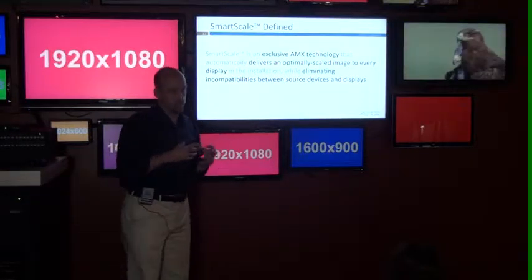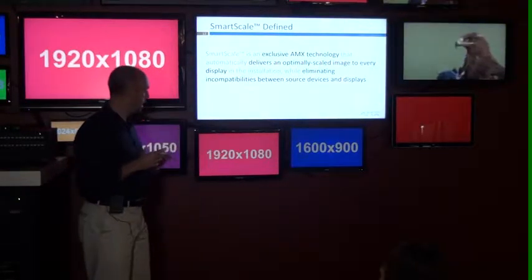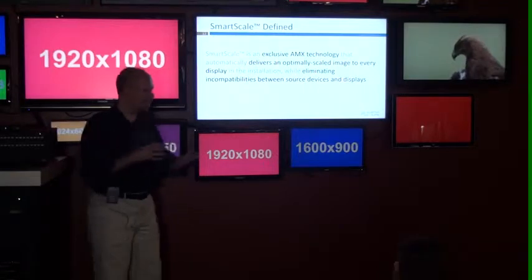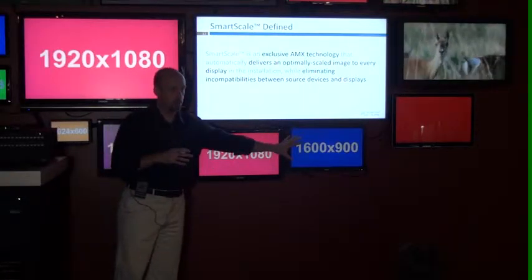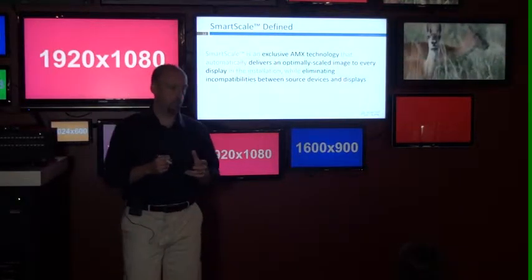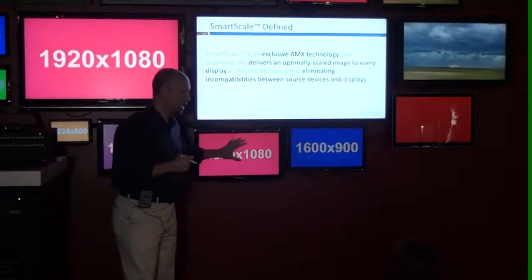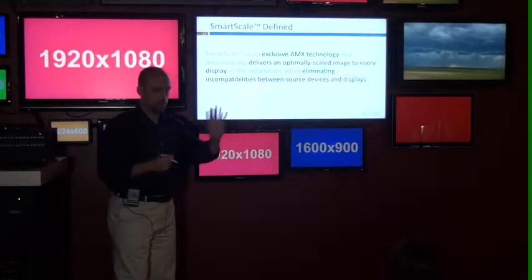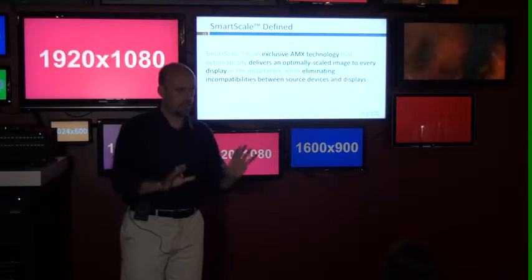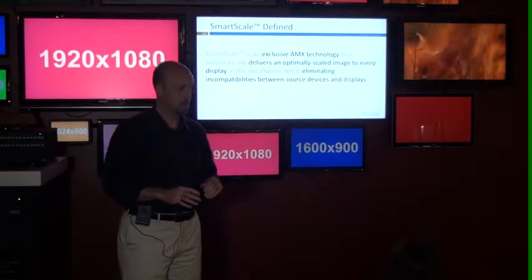This is truly a smart scale, and what we mean by smart scale is our switcher has a relationship with every single monitor. Before we route anything to it, the very first thing we do is read its EDID table. Are you guys familiar with EDID? Have you seen what an EDID table looks like? Heard it mentioned, maybe. Okay.